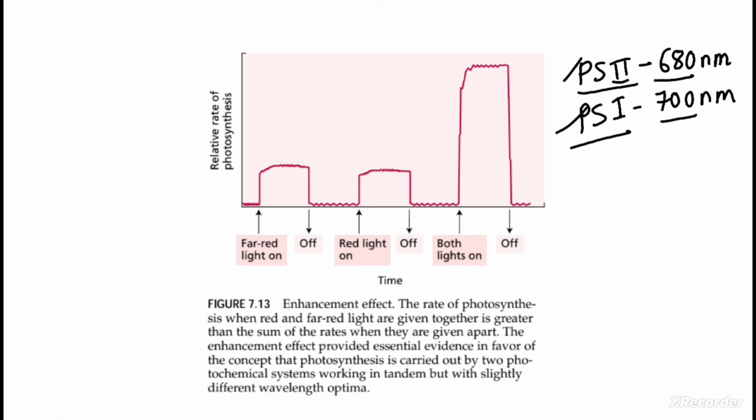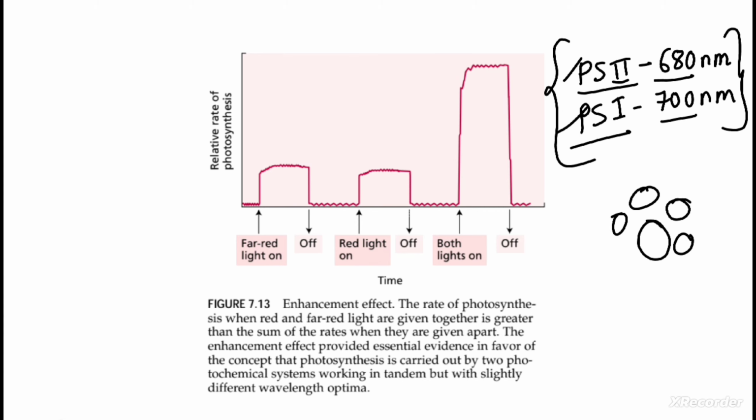So how did he, at that time no one knew there were two photosystems. When I say photosystem, the basic idea here is that there is a reaction center, and around this reaction center there will be accessory pigments. Accessory pigments will absorb the light, and electrons will be passed on to the reaction center.